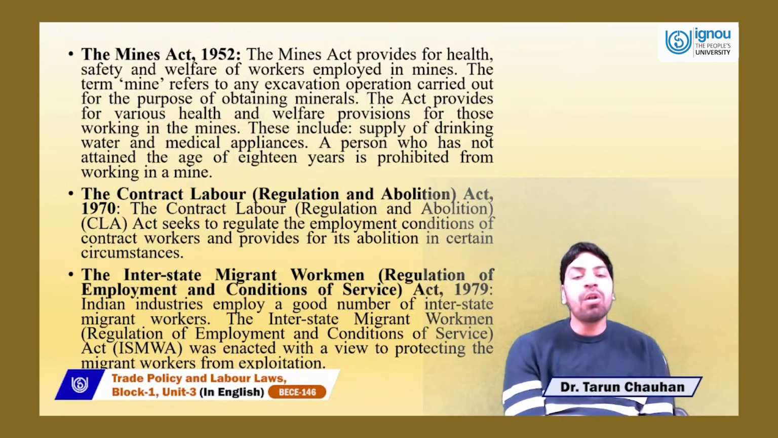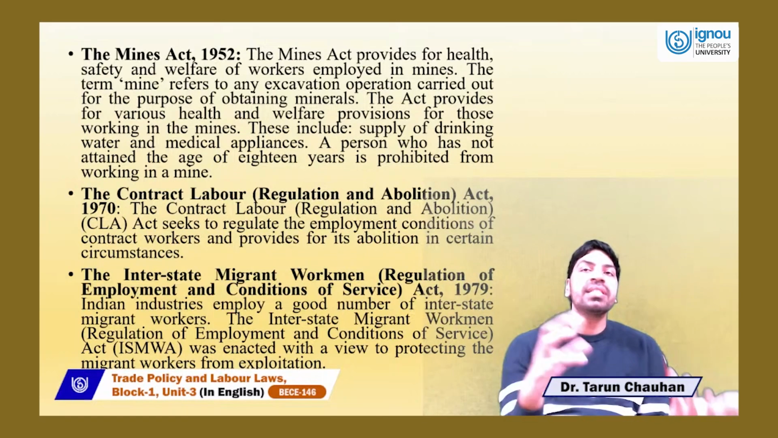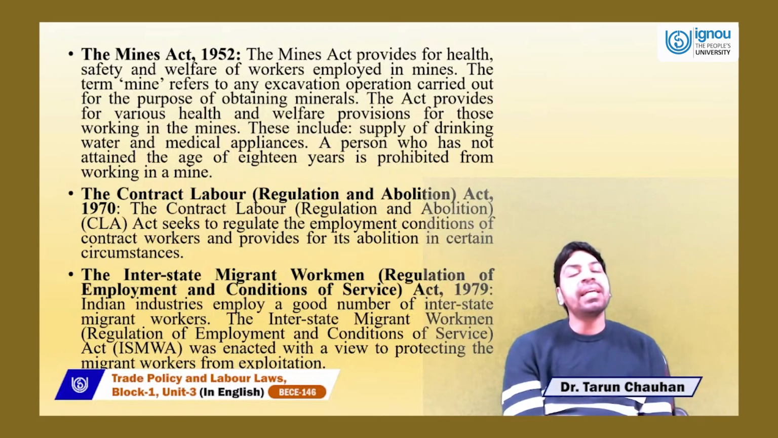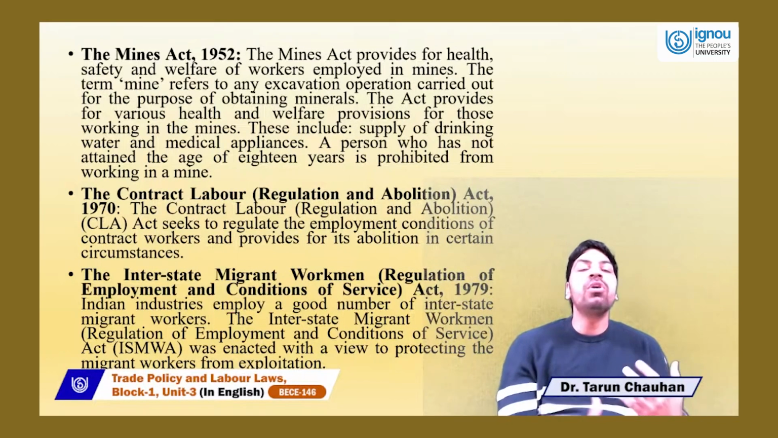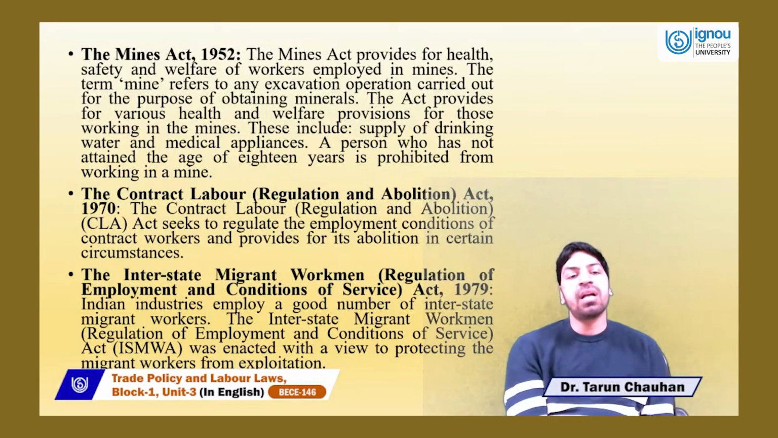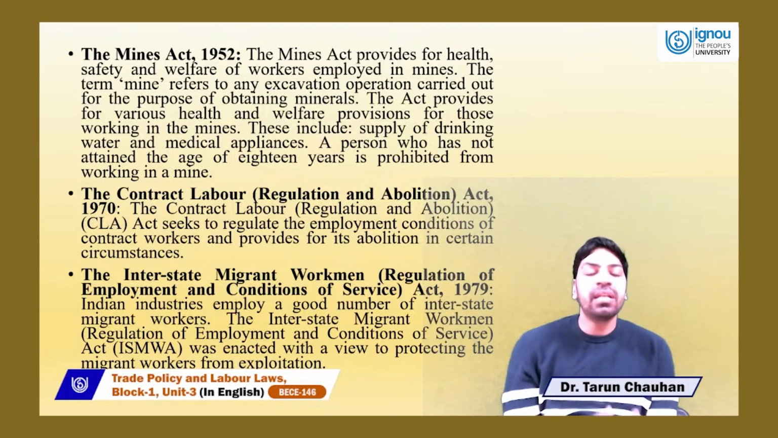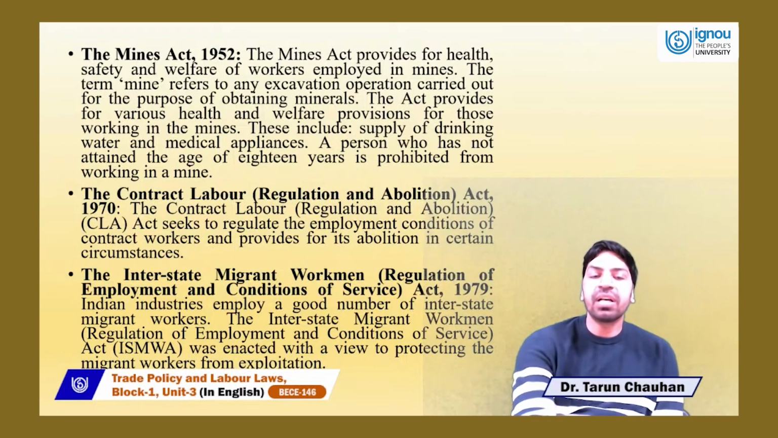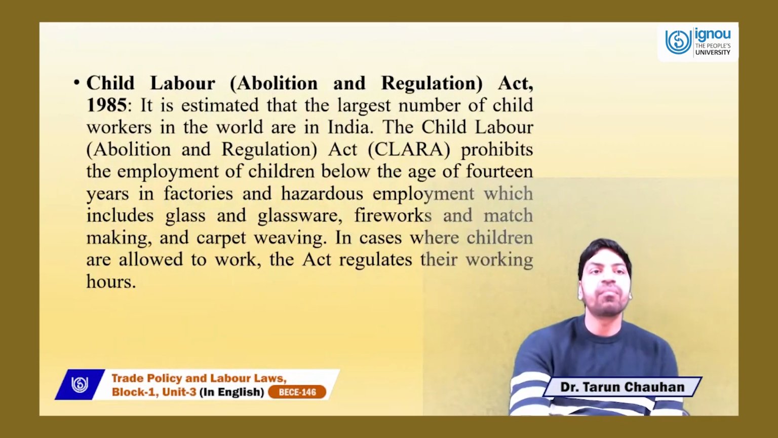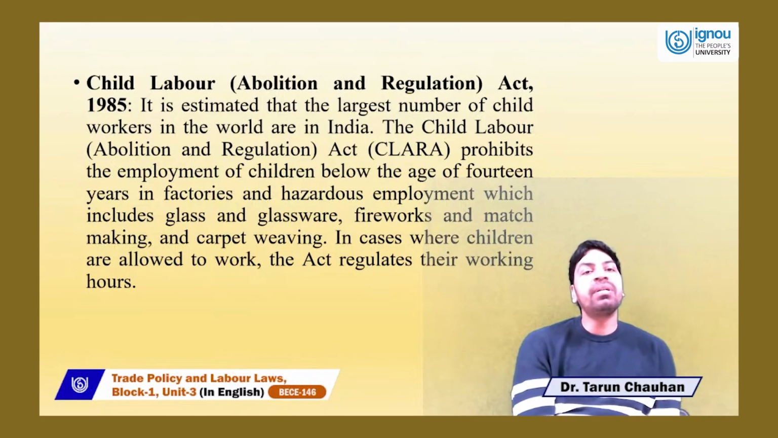Indian industries have a good number of interstate migrant workers, and the Interstate Migrant Workmen Regulation of Employment and Conditions of Service Act aims to protect migrant workers from exploitation in garment factories or industries. So these are the acts which favor the workers working in factories or industries. And the last act is the Child Labor Prohibition and Regulation Act 1986.